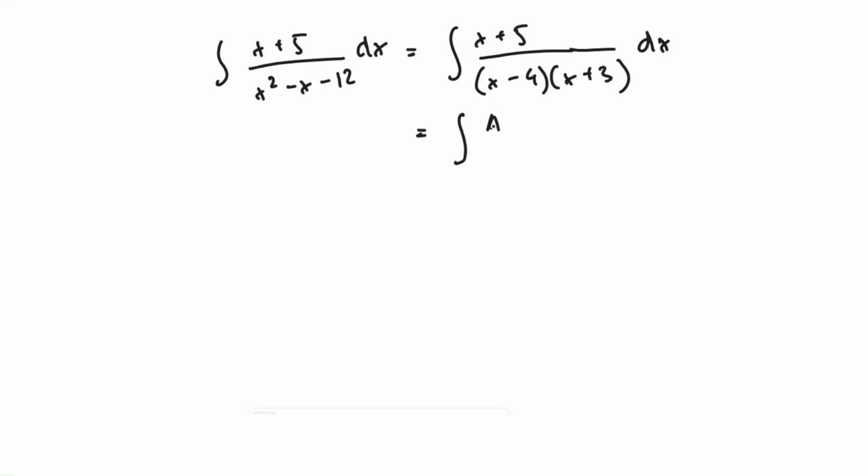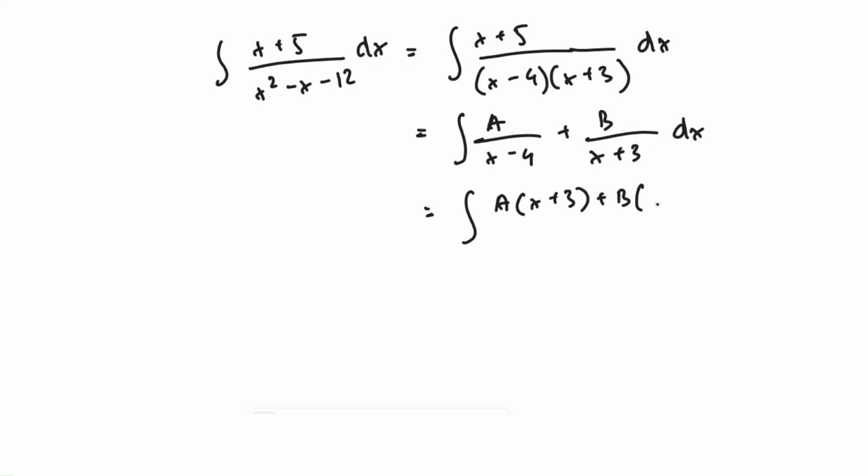right? So the integrand will be A over x minus 4 plus B over x plus 3, dx, right? So the integral is going to be A times x plus 3 plus B times x minus 4, over x minus 4 times x plus 3, dx, right?